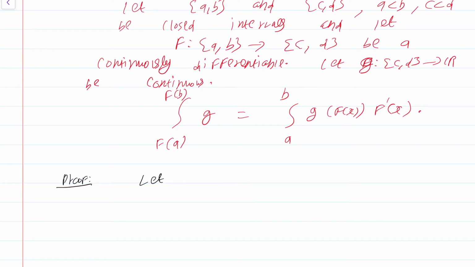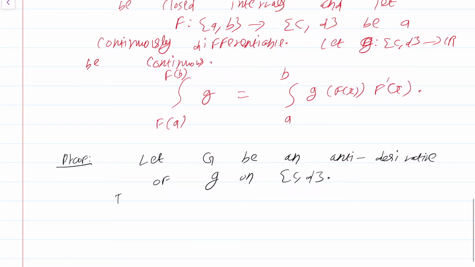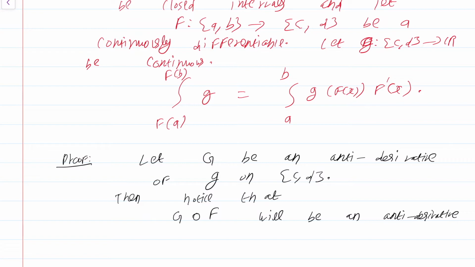Now let capital G be an antiderivative of g on [c, d]. Such an antiderivative exists because the function g is given to be continuous. Then notice that G composed with f will be an antiderivative for the function g of f of x, f prime of x.